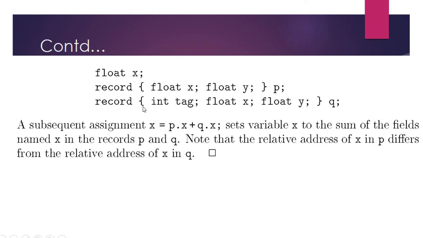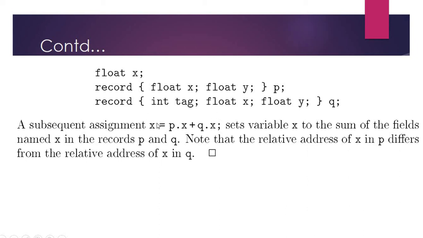So for example, consider that float x is there, a basic variable used here, and consider a record. I told you already that record is similar to the structure. So record, curly bracket, float x. Here float x is there, and within the record, which is similar to the structure, x is stored, and another record is there, within that also again x. Accessing the float x within the record p and accessing float x within the record q, they are totally different.